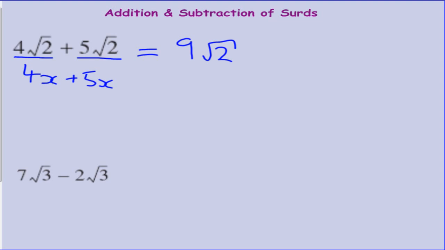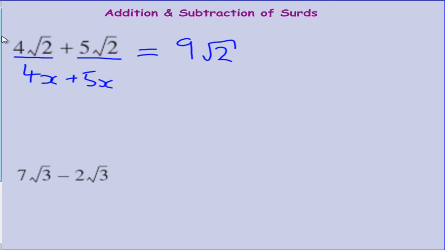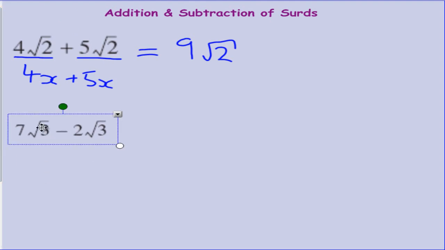If that thought process helps you when you're doing these, by all means go for it. If you know that 4 root 2's and 5 root 2's is 9 root 2's, then go with that method as well. Okay, having a look at the next one. We can see that the surds are still the same, so adding and subtracting is okay. They are like terms.